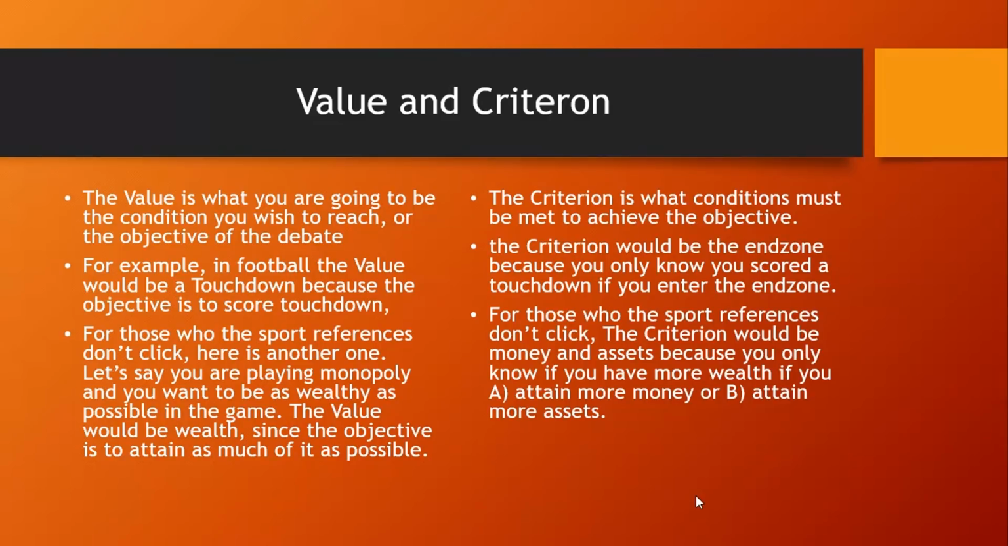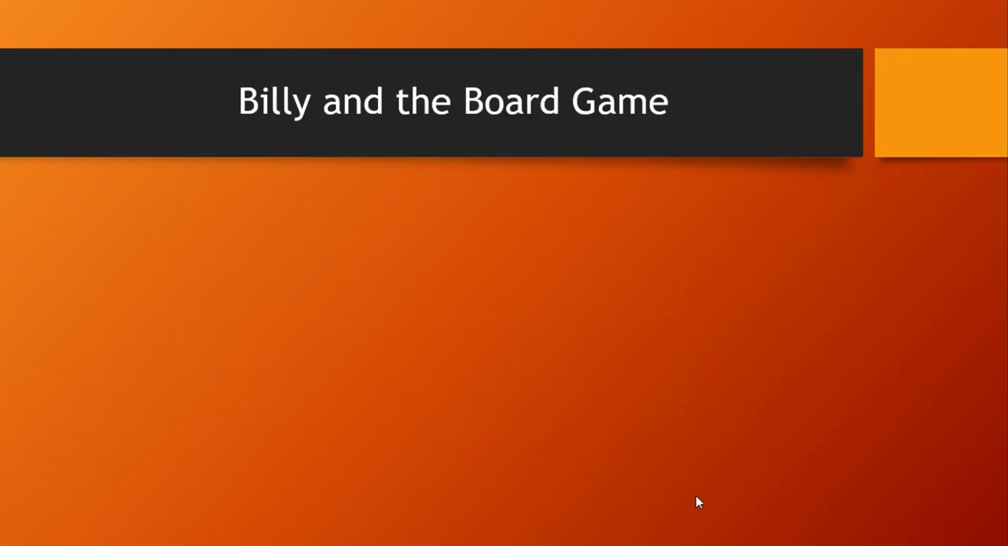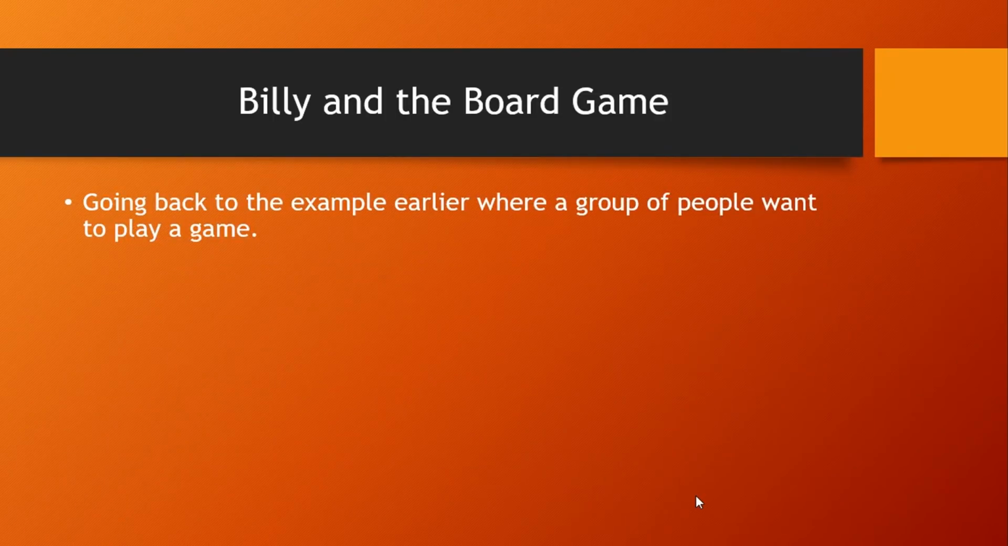So for those who want to understand the connection between the value criterion and how it works, let's go through an example. Let's talk about Billy right here. Say you have a group of people who want to play a game, and Billy wants to suggest playing a board game. The next thing Billy must do to convince the others is explain why a board game is a good idea. This is where you want to talk about a value and value criterion.